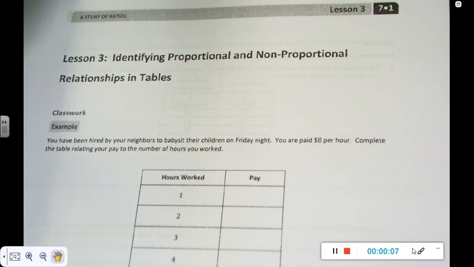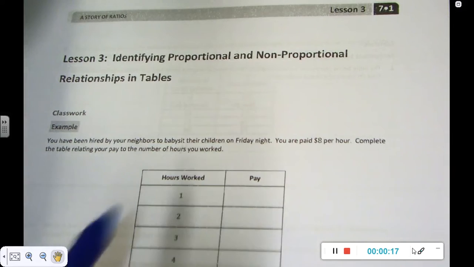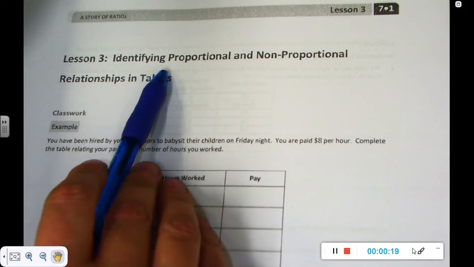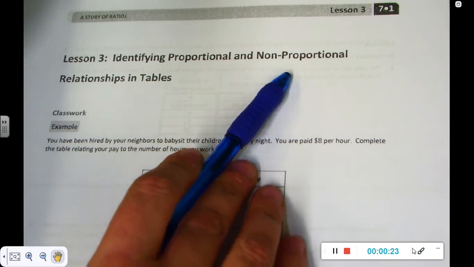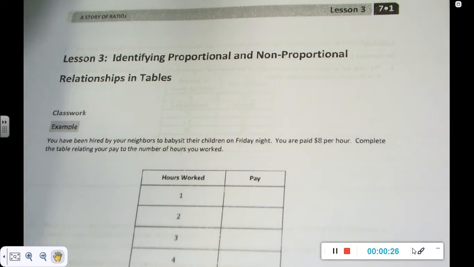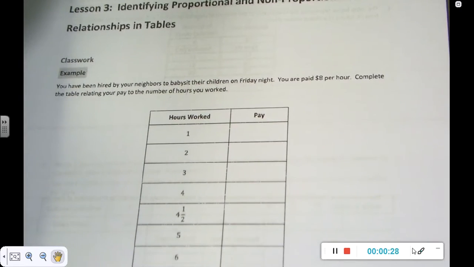This time we are going to be looking at some things that may not be proportional. In lesson 2, everything that we talked about was proportional the entire way. Lesson 3 is all about identifying if it's proportional or if it's not proportional. So we really have to pay attention today. Some of our problems are going to throw us a little bit of a curveball.